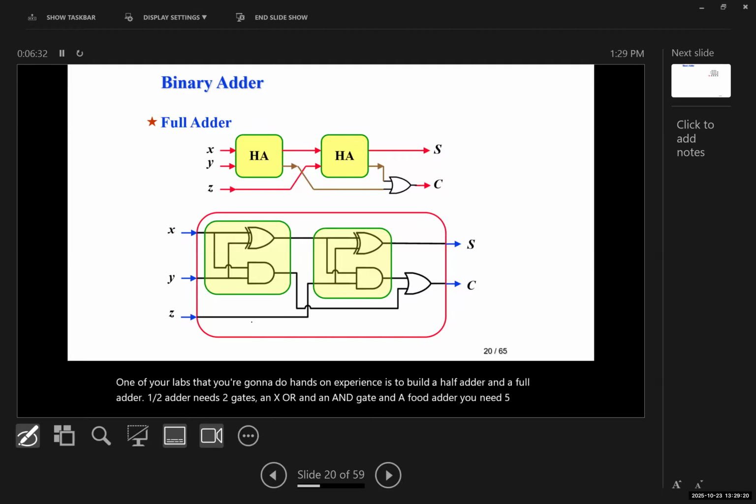So imagine if X is 1, Y is 1, and Z is 1. We want to find S and C. So if all the inputs are 1, 1 and 1 XOR would be what? 0. 1 and 1 AND would be 1. Yes. Now the 1 goes down here. I don't care even about the other input because this is an OR gate. I already know that. If one of the inputs of an OR gate is 1, the answer would be what? 1. So I'm going to concentrate on finding the sum.